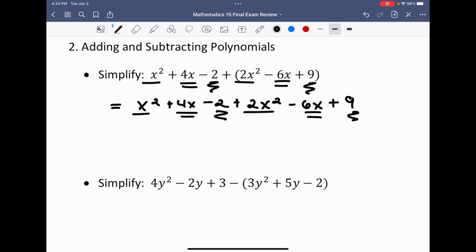Combining these together, we're going to find that if I take the x squared terms and I put them together, remember, anything that doesn't have a coefficient listed or an exponent listed gets a 1. So we're going to put 1 there, and we have 1x squared plus 2x squared is 3x squared. 4x minus 6x, the negatives are greater, we get negative 2x. And then negative 2 plus 9. The positives are greater in this case, so now we have positive 7. So there is our combined simplified polynomial.